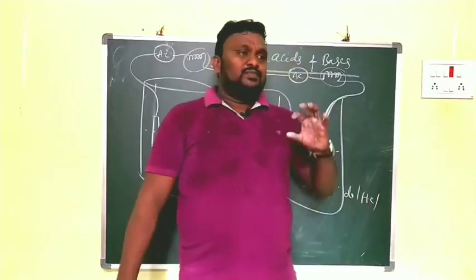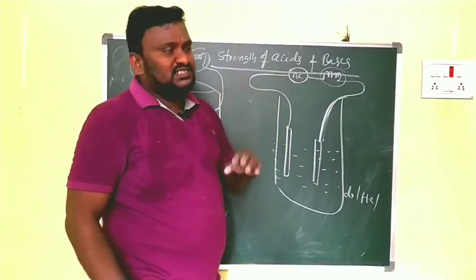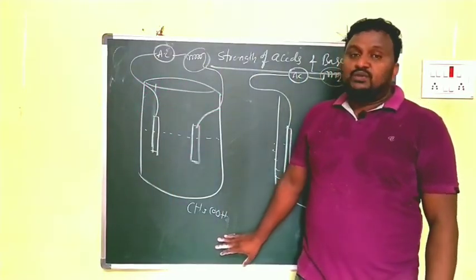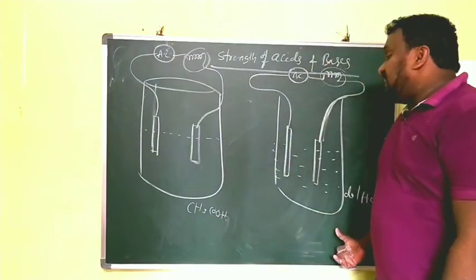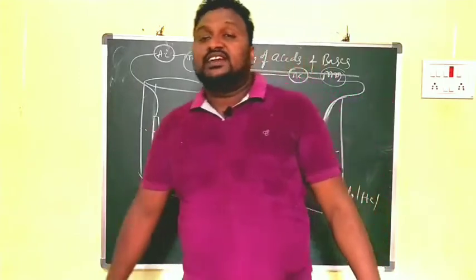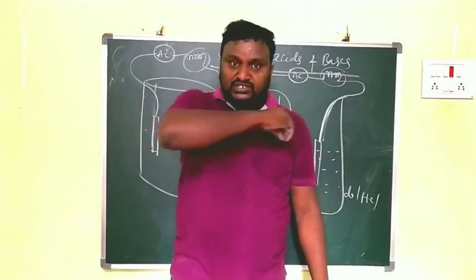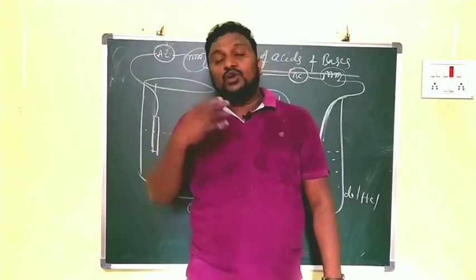Children, in this case we are taking both acids. In the first beaker we are taking some CH3COOH, acetic acid, and in the second one dilute hydrochloric acid, HCl, should be taken. If we do the same activity with these two solutions, in both cases the bulb will glow.